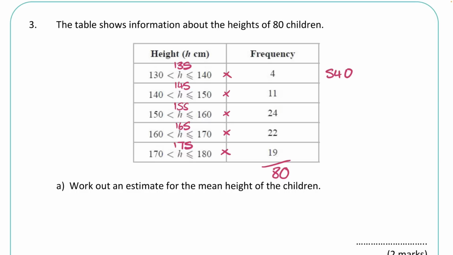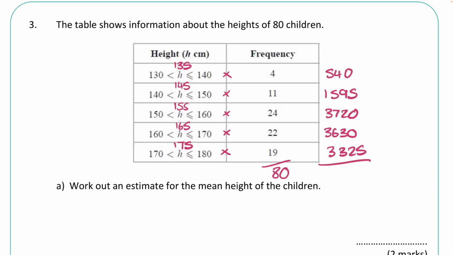11 times 145 is 1595. 24 times 155, 3720. 165 times 22 is 3630. And then 19 times 175 to finish this off, 3325. So to get the mean, we just need to get the total of this column and then divide it by 80. So there are 80 children.